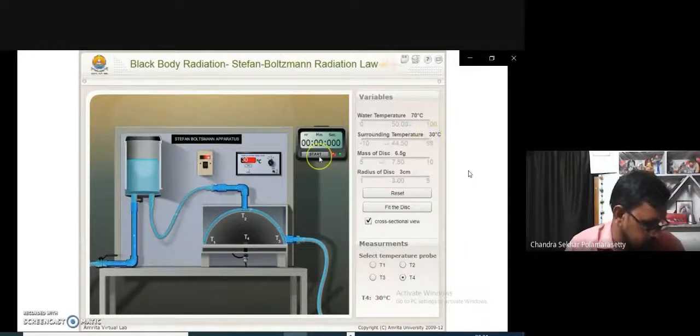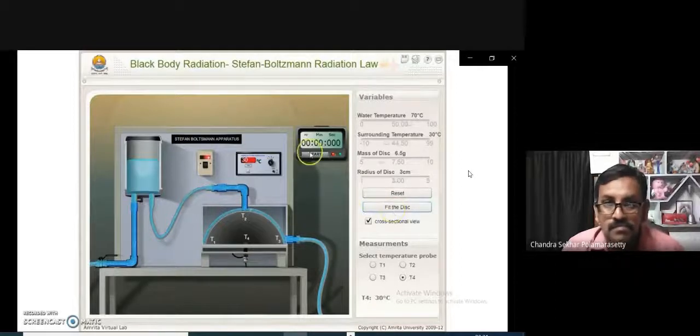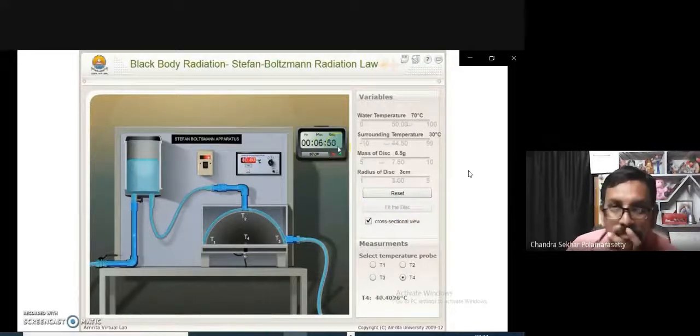Using this click button, you can observe the cross-sectional view of our apparatus. Now I'm turning on the power. So our water is heated and has reached 70 degrees centigrade. Now you can see here the sensor T1 which is fed over here, T2, and T3. So we need to measure the value of the temperature drops. So T1 is 70, T2 is also 70, T3 is also 70.